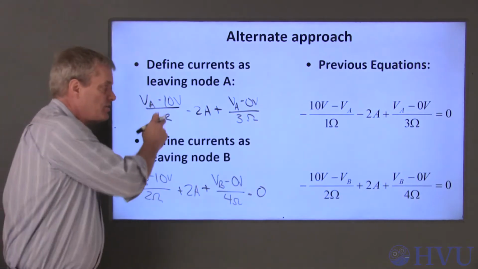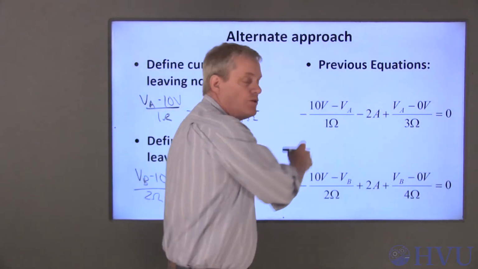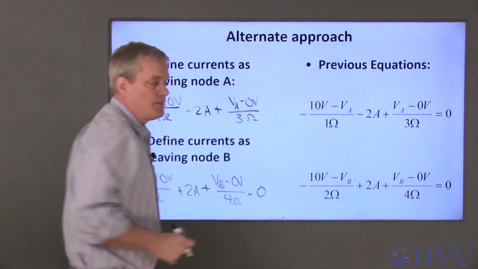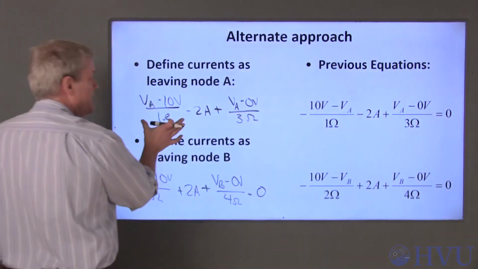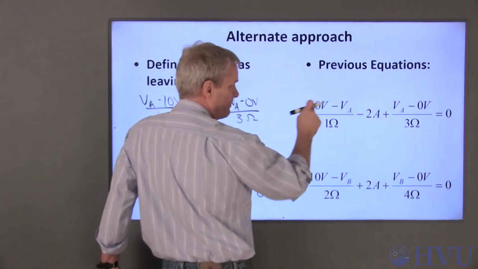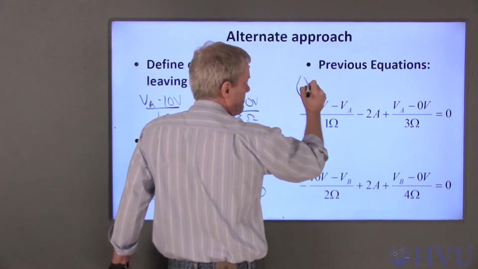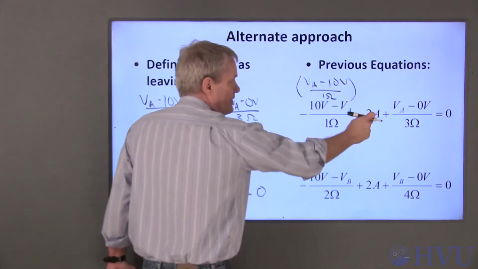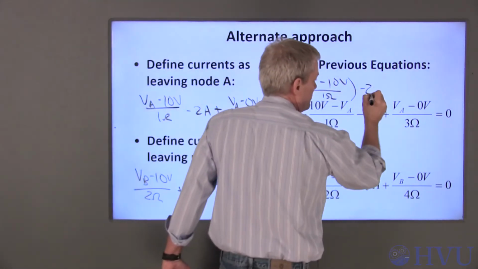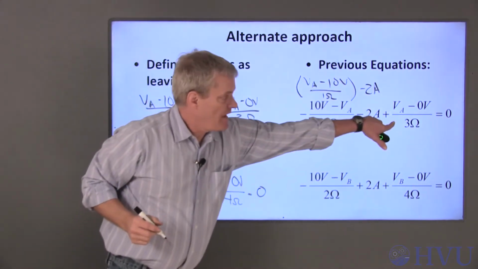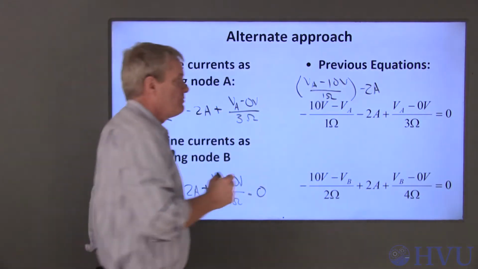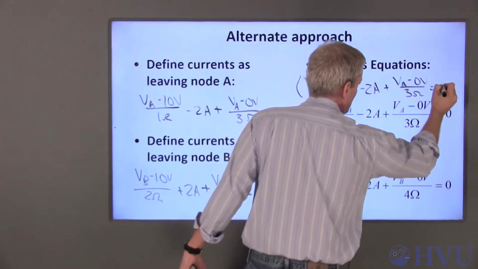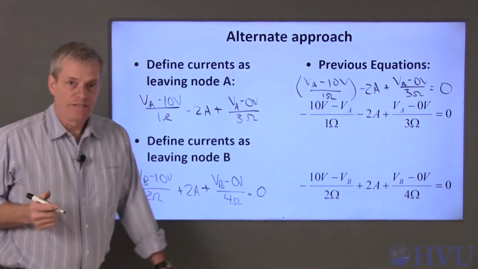Now let's compare this result with my previous result using different assumptions as to the current directions. These are the equations we got previously. This term is the same as this one because if I multiply negative times negative, I get a positive VA minus 10 volts over 1 ohm. This negative 2 amps is the same as this negative 2 amps. This VA minus 0 over 3 is the same as this one. So these 2 equations are actually the same.